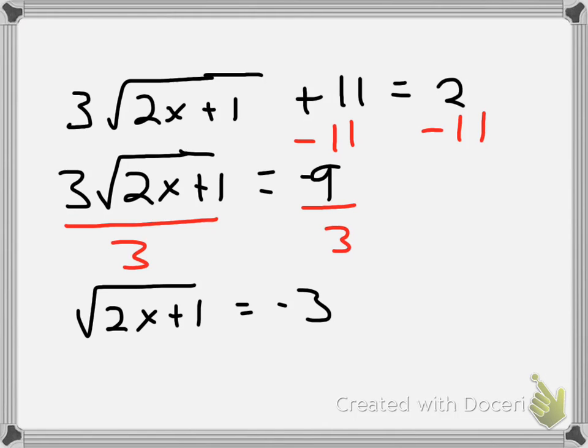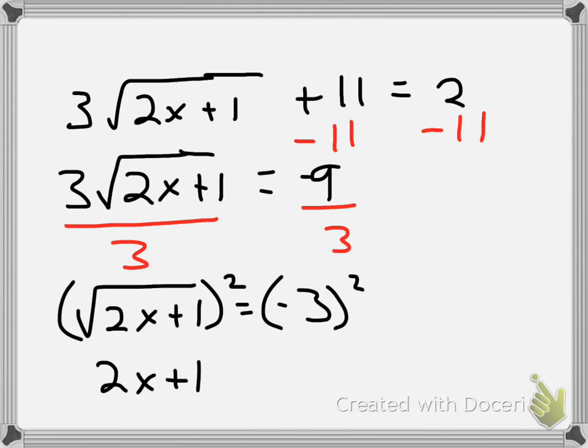And I'm ready to raise both sides to the power of my index. In this case, since it's a square root, we assume the index to be 2. That is the assumption we always go by. So I'll raise both sides to the power 2. Now I have 2x plus 1 is equal to 9. And I'll continue to solve. I will subtract 1 from each side.